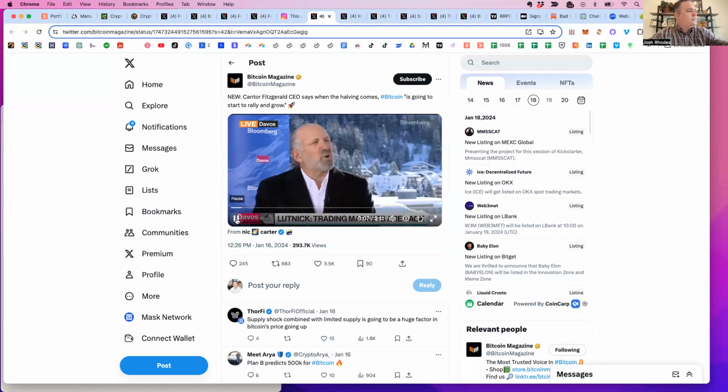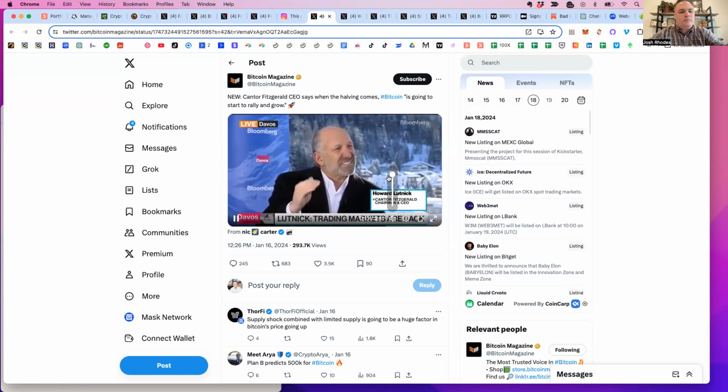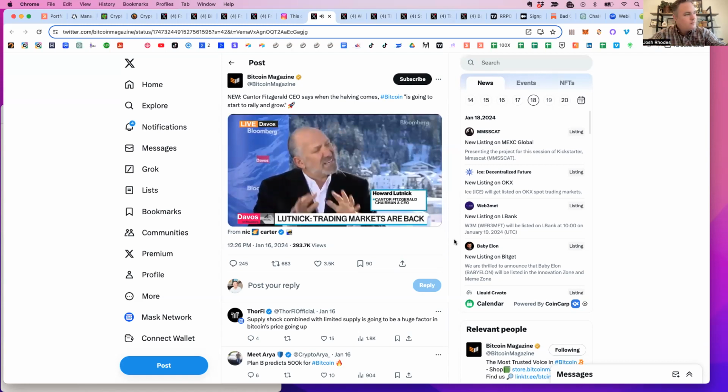So, remember when gold ETFs started? They were very exciting in '04, and it kind of stayed steady. There was all this hype that everyone was going to buy gold. So I think Bitcoin ran up and it's kind of staying steady, but when the halving comes, it's going to start to rally and grow. So Bitcoin, I think, will grow.